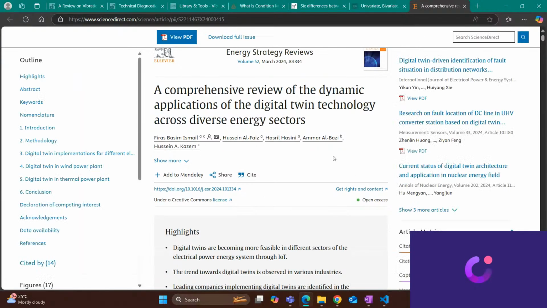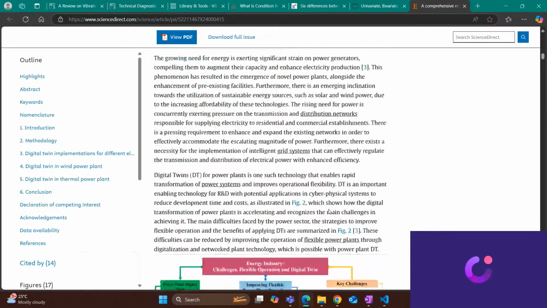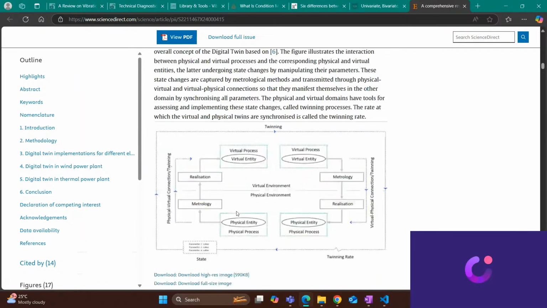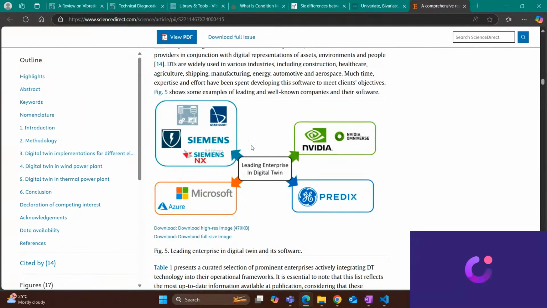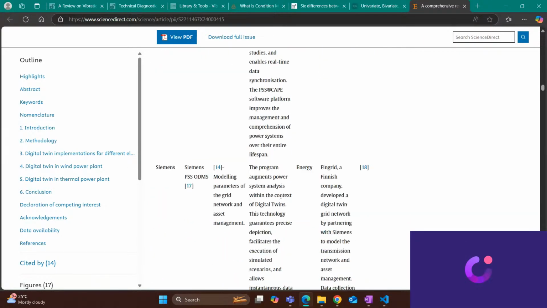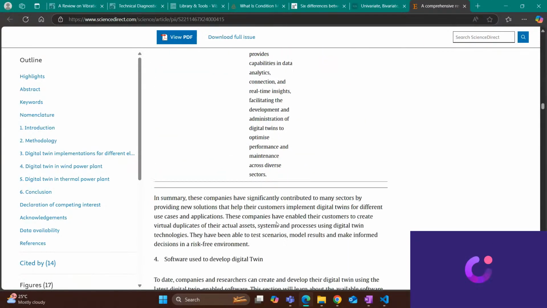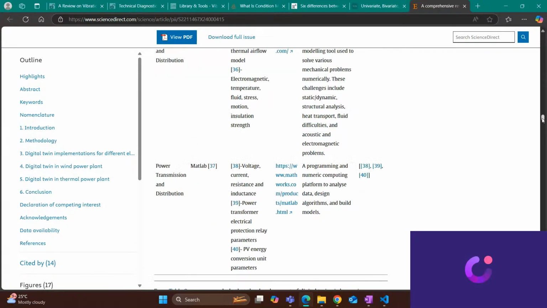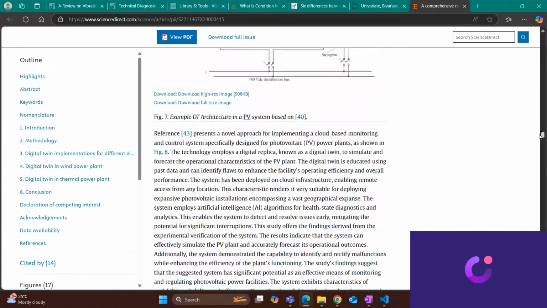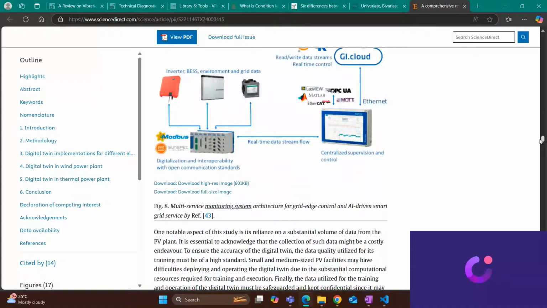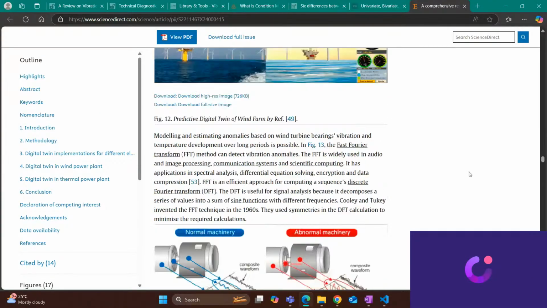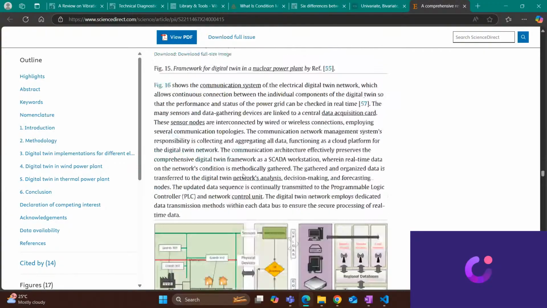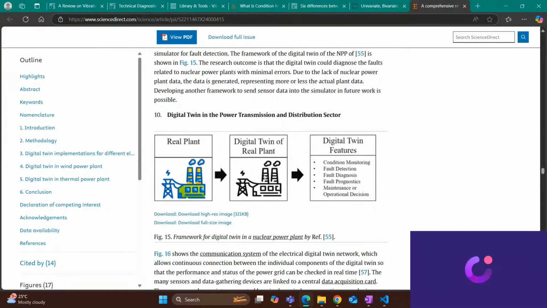I think I have one other paper here. Yeah, so even this paper is useful. This is on digital twin. You can see currently which tools are getting used by which companies, and for which applications, right? And even how FEA is important for that. You have the flow over here: real plant, digital twin of the real plant.